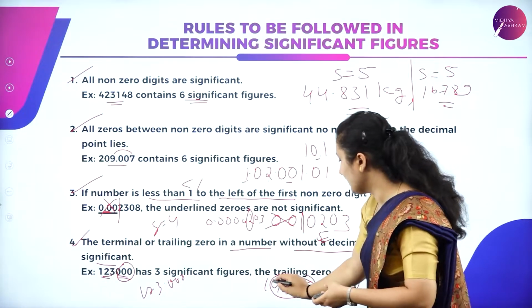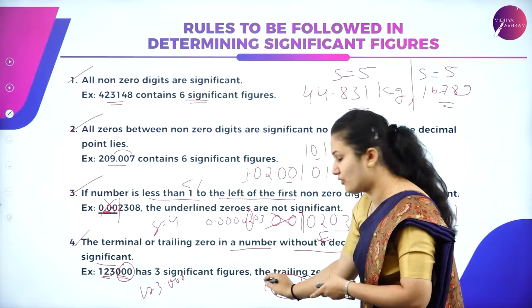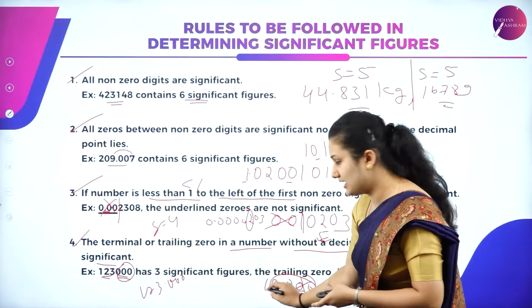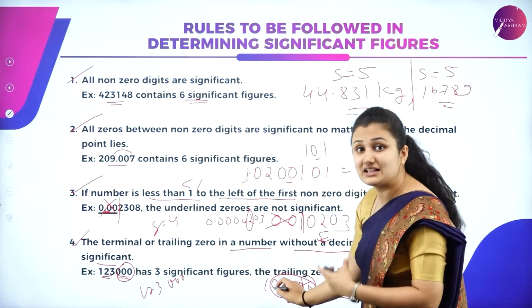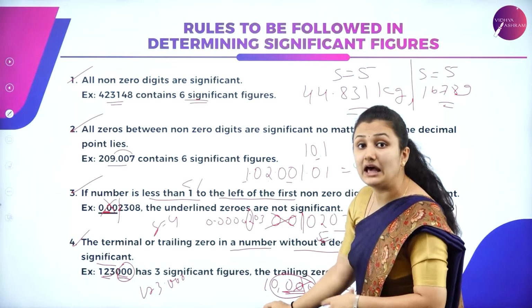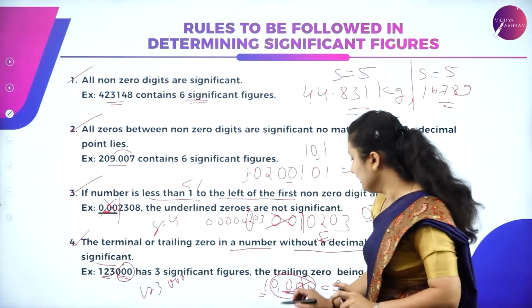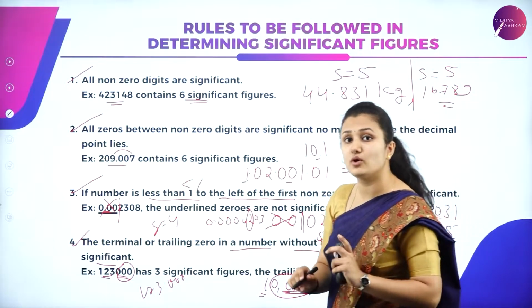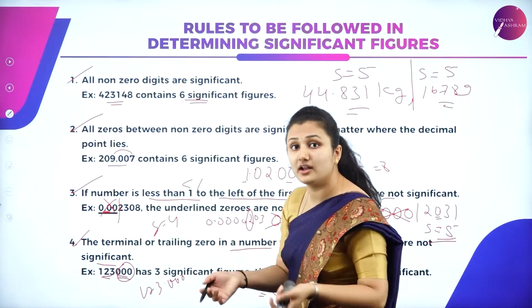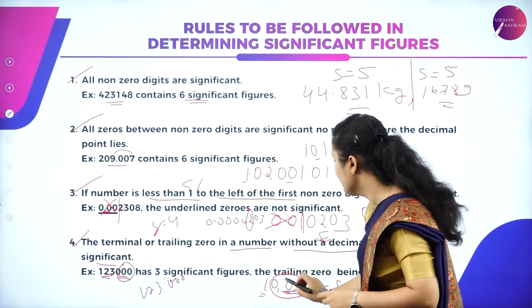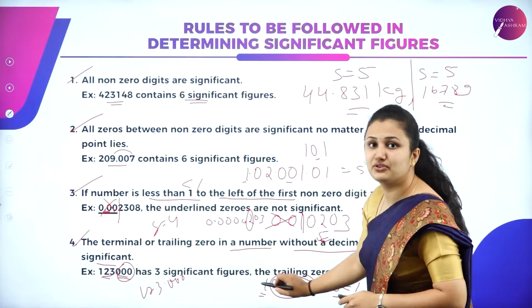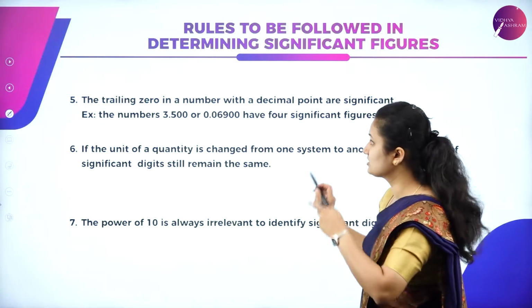Trailing zero means 10,000. Non-zero digit 1 is followed by 4 zeros. Trailing zeros, they don't have any decimal point in between, so they are not significant. Only it has one significant figure. If I had a point, ma'am, then what is the case? If there was a point, if the decimal point had importance, then it would have been 5 significant figures. We study that in the next rule.